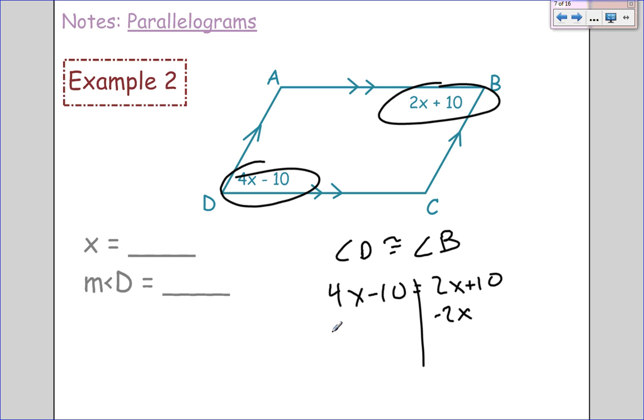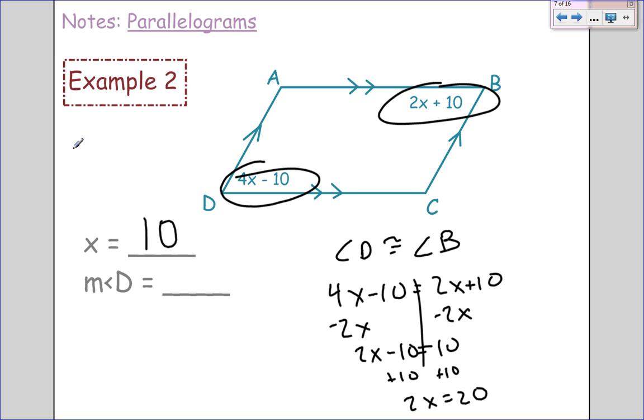Subtract 2x on both sides, of course. That gives you 2x minus 10 equals 10. And then add 10 to both sides. So 2x equals 20. Divide by 2, so x equals 10 once again. Now I want to know angle D, so do 4 times 10 minus 10, which gives you 40 minus 10, which is 30 degrees.